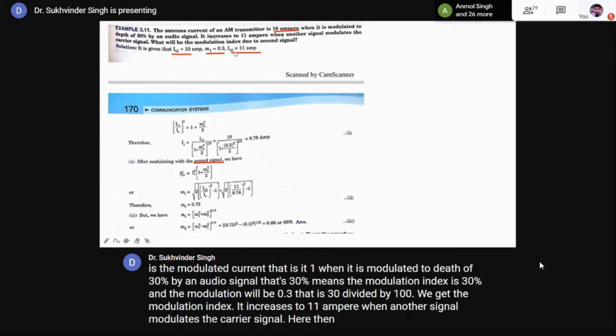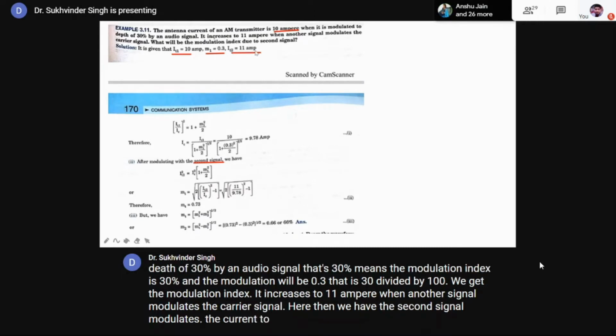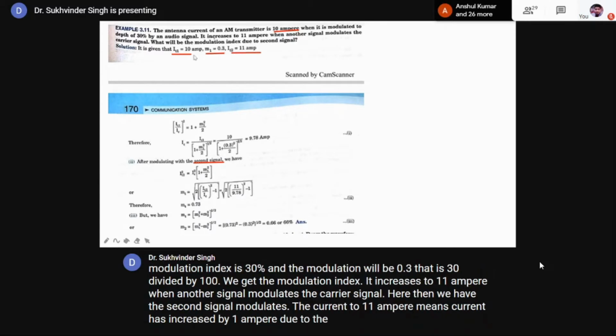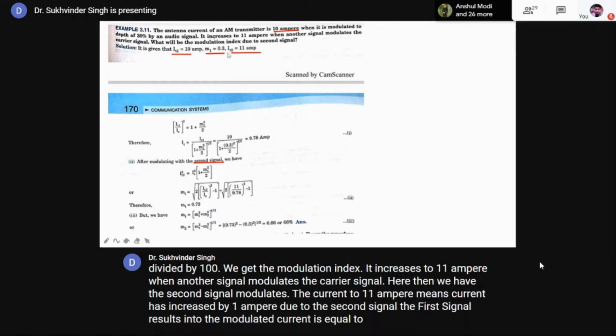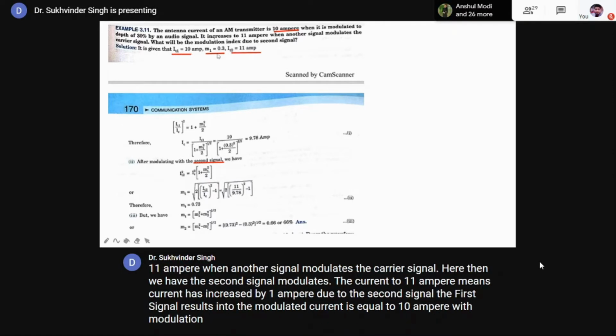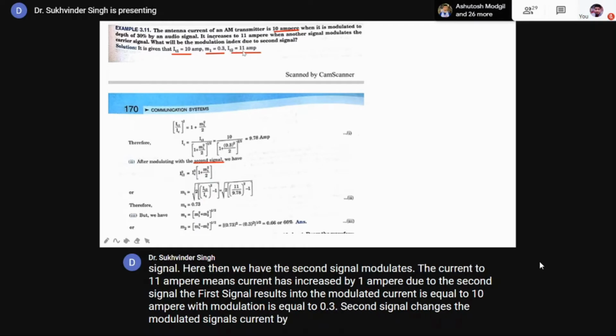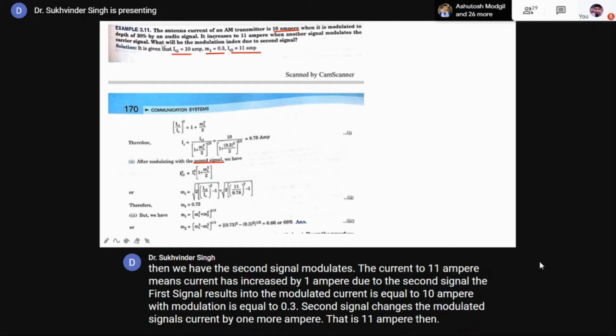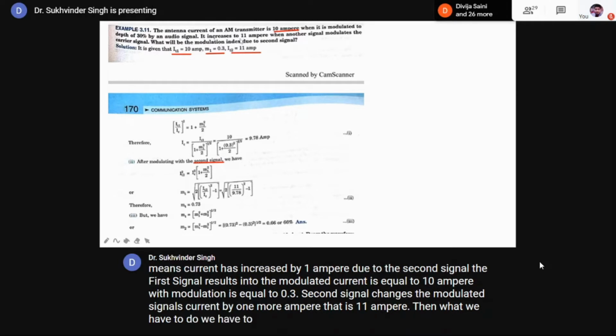Here the second signal modulates the current to 11 ampere, which means the current has increased by 1 ampere due to the second signal. The first signal results in a modulated current of 10 ampere with modulation index 0.3. The second signal changes the modulated current by 1 more ampere, that is 11 ampere. Then we have to find the modulation index due to the second signal.